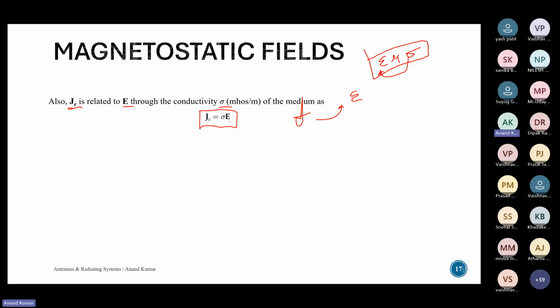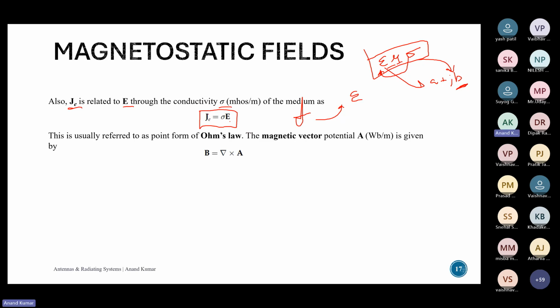Sigma at times can be represented in the A plus jB form, and that is a complex quantity. And when we write epsilon as a complex quantity, sigma is usually included in the imaginary part. So essentially, if you have the complex notations of epsilon and mu, you can completely specify a media. And this is usually referred to as the point form of Ohm's law. Another very popular question during theory exams, I guess, they would ask you to derive the point form of Ohm's law, and this is what you have to reach.